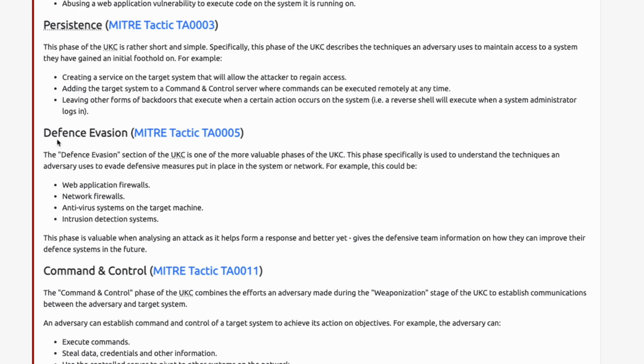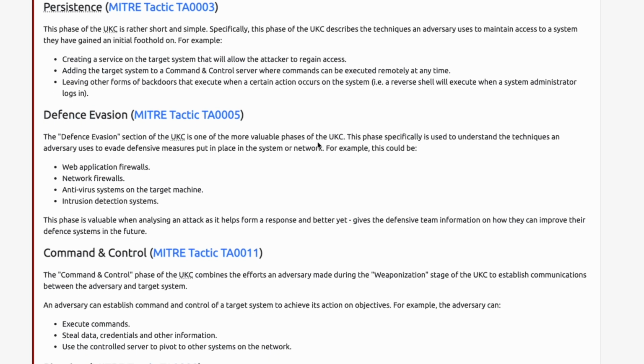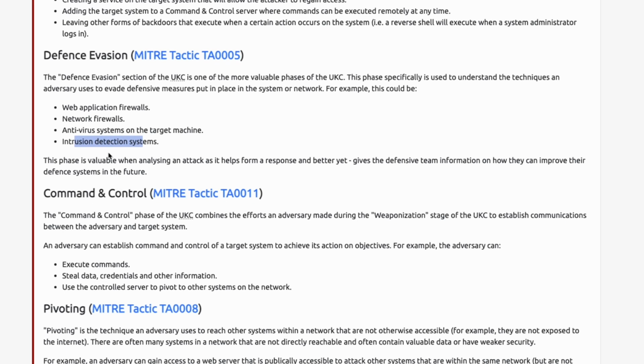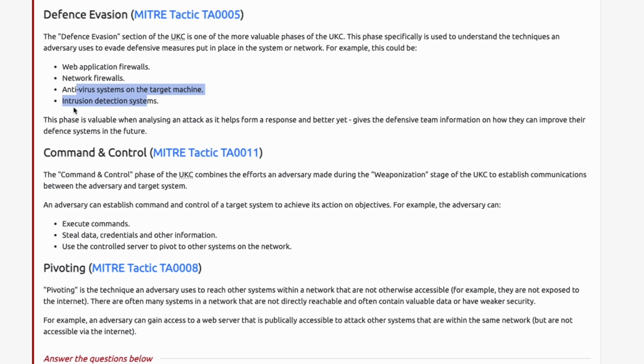Pretty crazy. Defense evasion is one of the most valuable phases of the UKC. This is specifically used to understand the techniques an adversary uses to evade defensive measures, which are the network firewalls, antivirus systems, and intrusion detection systems. All of these things are defense systems, and if you learn how to evade them, it's very useful for an attacker.